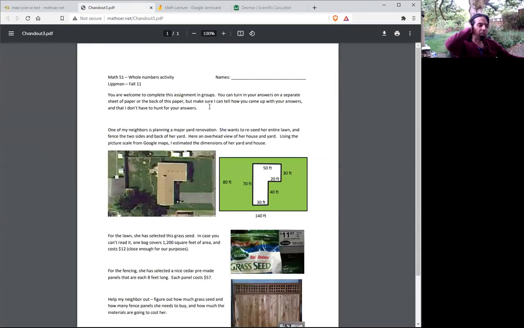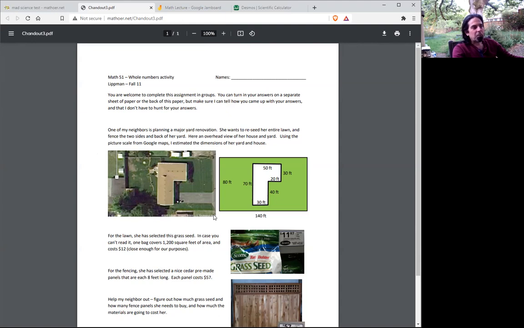So the next worksheet is a multi-part thing. One of my neighbors is planning a major yard renovation. She wants to reseed her entire lawn. And looking at this picture, she is also going to reseed her driveway. We're just going to pretend that happens and not notice that whoever designed this problem is having her reseed her driveway.